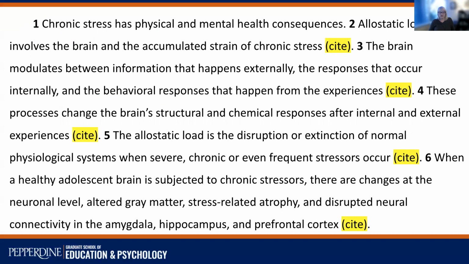The first sentence, chronic stress has physical and mental health consequences, it could also be cited. However, it is broad enough that it could be considered common knowledge. So a lot of times when you're thinking about what to cite and what not to cite, the question is, who knows this information? And how specific does it get? So the first sentence is basically stress has physical and mental health consequences. Well, that's so broad that it could maybe be argued that you don't need to cite that sentence.